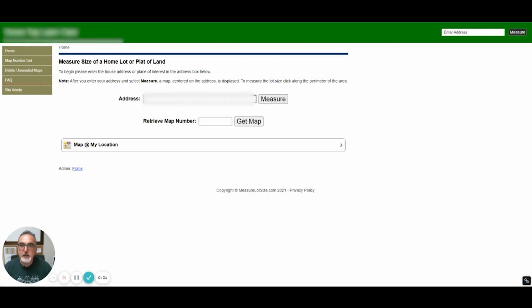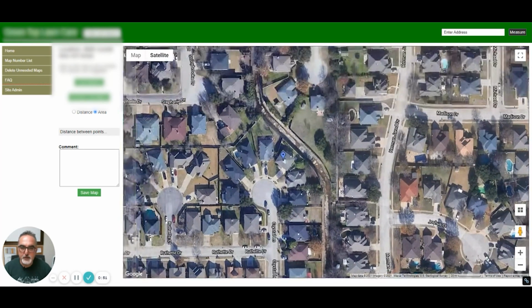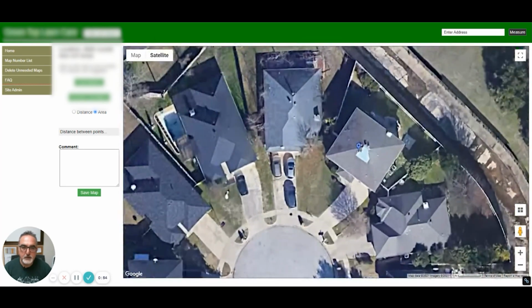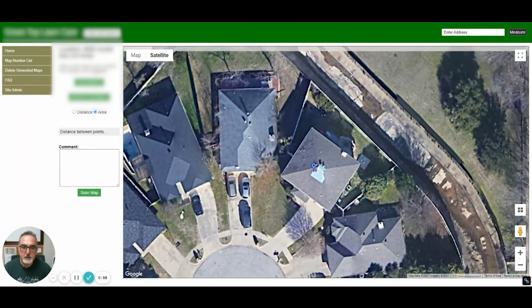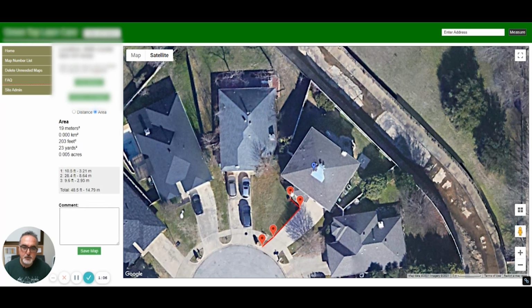Let's just drop in an address here. So now you can see that you get a pinpoint here. So we're going to just measure. We're going to go in to this property and I'm going to start at the curb. Now there's many ways to do this. Basically what you're trying to do is just measure the grassy area, right?